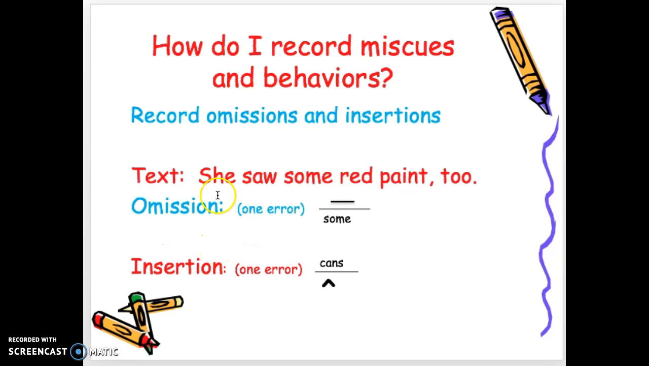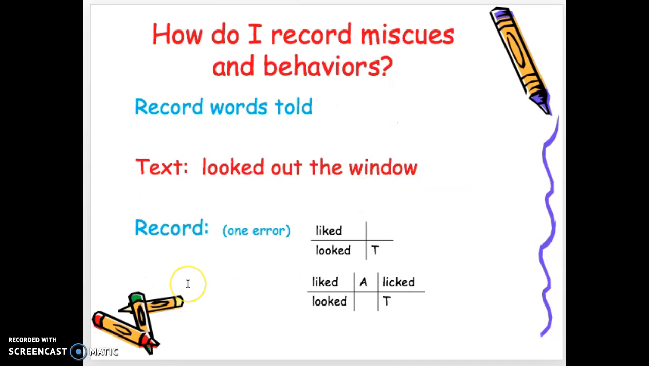Okay, so if she omits, she saw red paint too, instead of reading the word some, that is an omission. You just put a line instead of a check mark. And then she saw some cans of, perhaps the child would say of, instead of. Wherever that insertion goes, you put a little caret and then the word that the child inserted, and then that is also counted as one error.